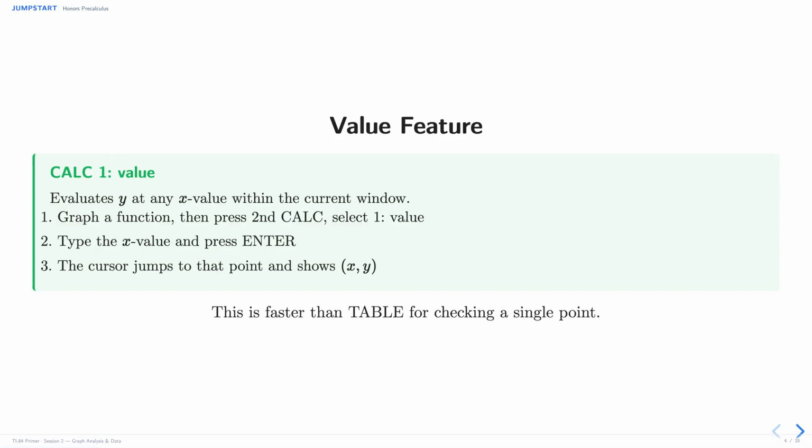After graphing a function, you can access the CALC menu, select the value option, enter your desired x value, and press enter. The calculator will show you the corresponding x-y point, making it a quicker alternative to using the table for checking a single point.